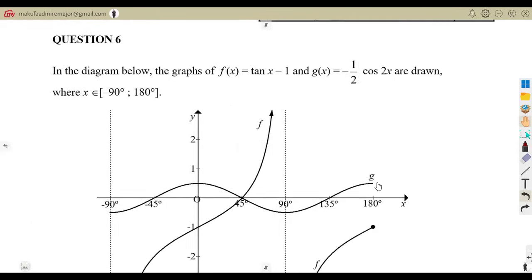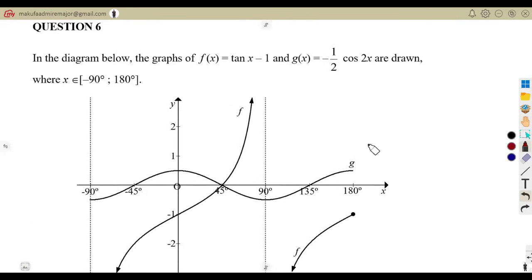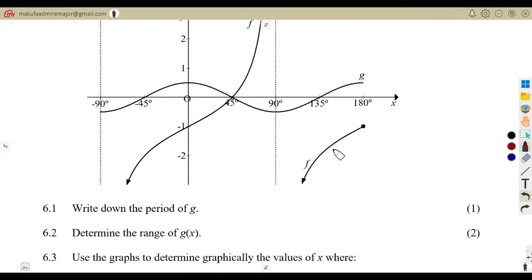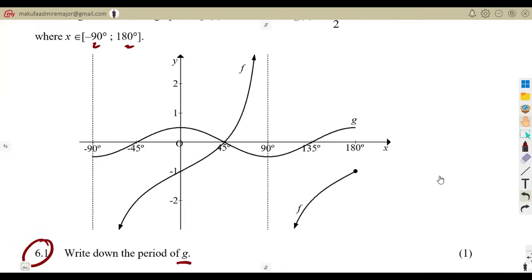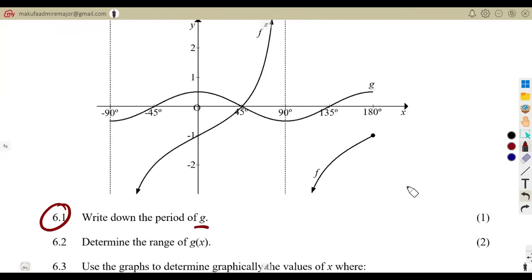All right, on another question, question number 6. You are given in the diagram below the graphs f of x equals tan x minus 1 and g of x equals minus half cos 2x, drawn from minus 90 to 180 degrees. These are our graphs. Write down the period of g. So as we consider the period of g, that's from minus 90 to 180. So the period there is what? It's 180 degrees there. So that's 180.